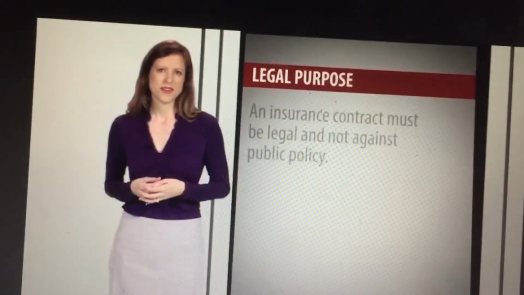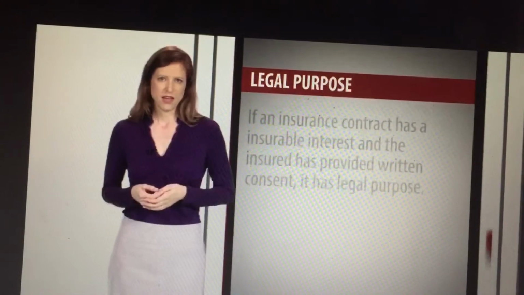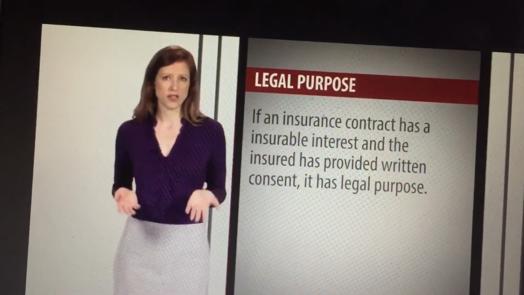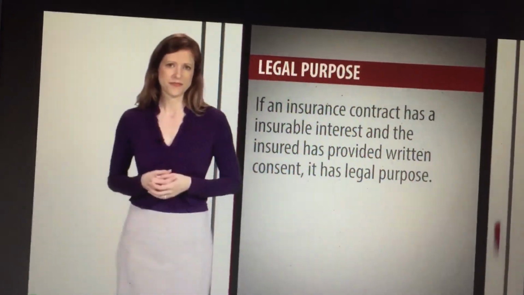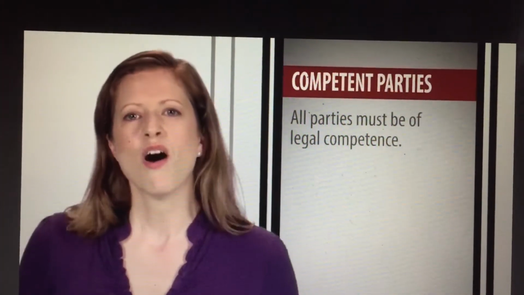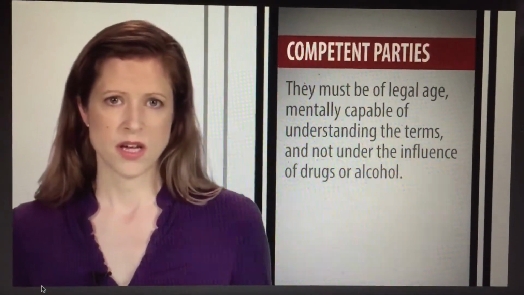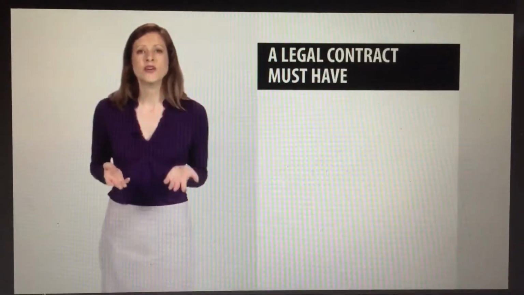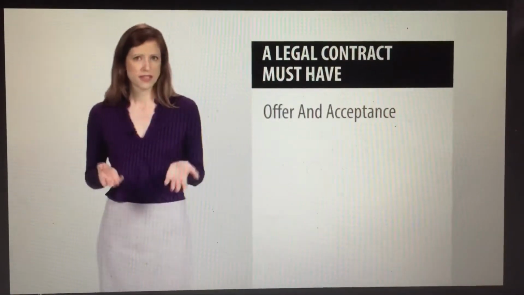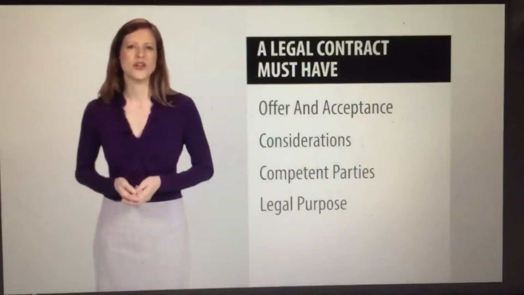Legal purpose. An insurance contract must be legal and not against public policy. If an insurance contract has an insurable interest and the insured has provided written consent, it has legal purpose. Competent parties. All parties must be of legal competence, meaning they must be of legal age, mentally capable of understanding the terms, and not under the influence of drugs or alcohol. And to review, a legal contract must have offer and acceptance, consideration, competent parties, and legal purpose.